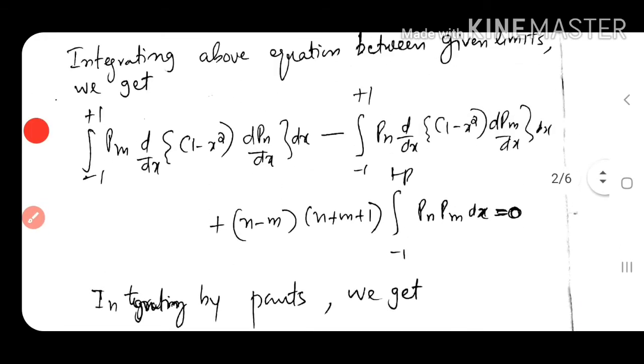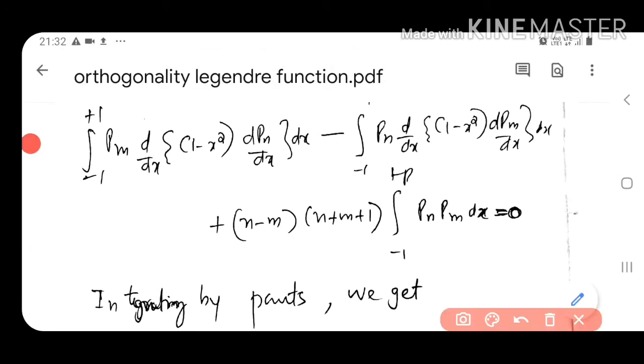Now we are integrating these two terms by parts, because we have here Pm and d by dx of (1 minus x square) dPn by dx, and here Pn d by dx of (1 minus x square) dPm by dx.